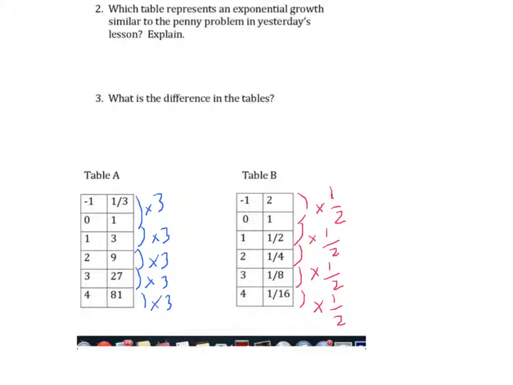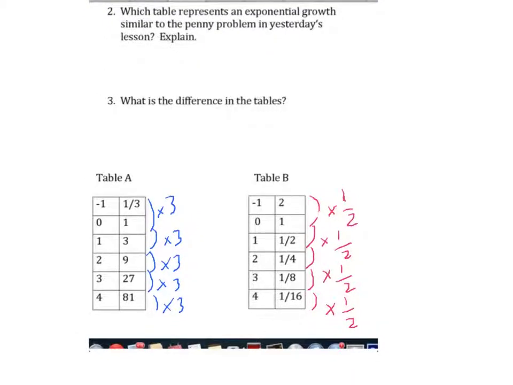And we also talked about how that multiplier, which we called b in the equation when we wrote it in the previous day's lesson, is going to be the same equation we're going to use for today. It is y equals a, the starting amount, times b, that common ratio or that multiplier, to the x power.